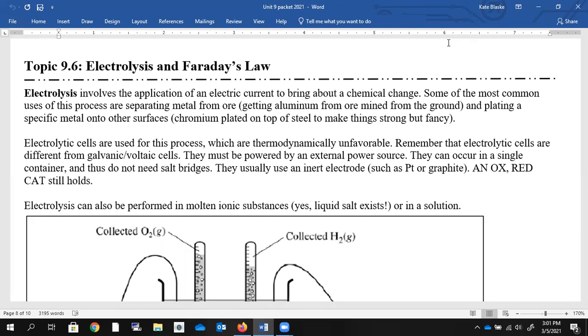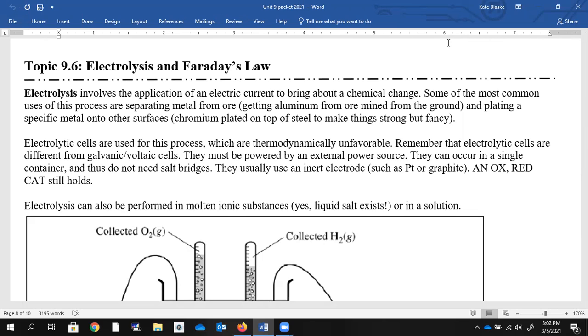They're also called voltaic cells. They're the ones that are thermodynamically favorable. They start to transfer those electrons as soon as you hook everything up. They need salt bridges, all that sort of stuff. Electrolysis cells or electrolytic cells are the little bit different ones. These reactions are not thermodynamically favorable, so they need some sort of external power source to make them go.